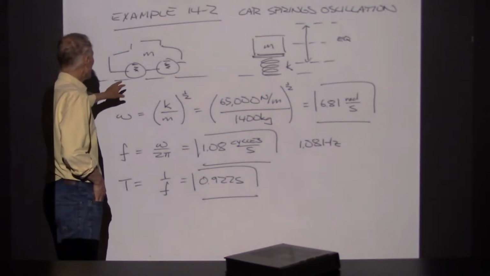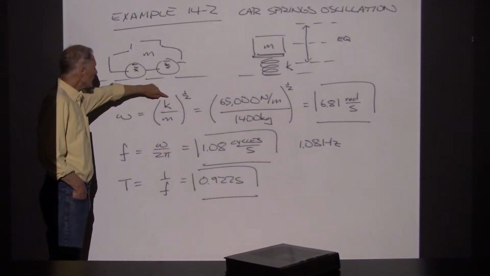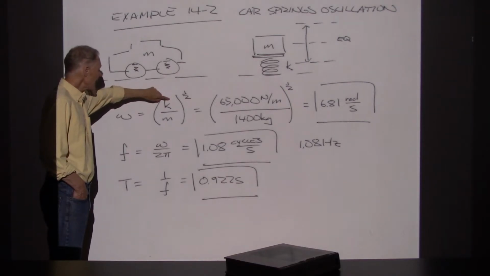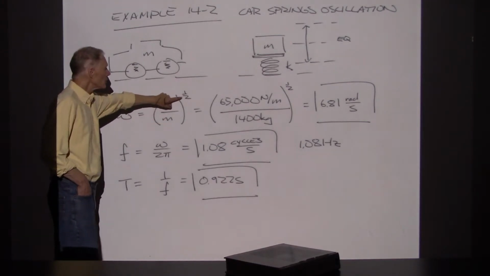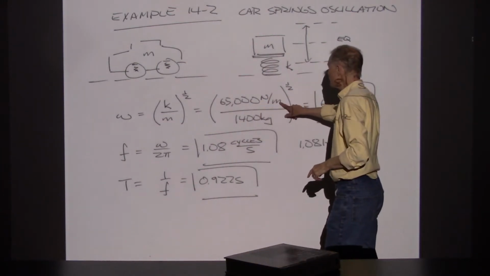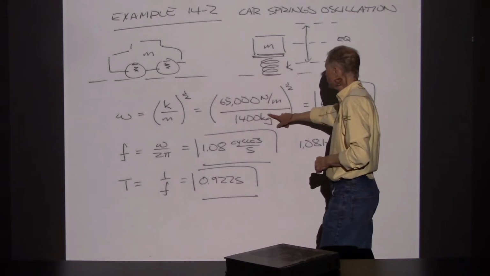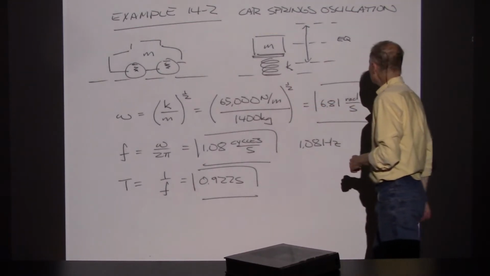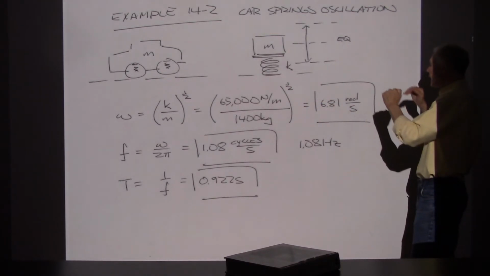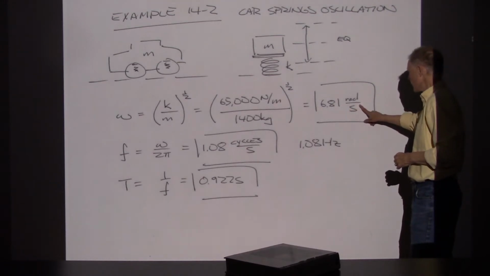So here's the car again. The frequency of oscillations we determined would be the square root of k divided by m. The k value we calculated was 65,000 newtons per meter. The car loaded with the four passengers is 1,400 kilograms. Take a square root. It says that this car will oscillate at 6.81 radians per second.